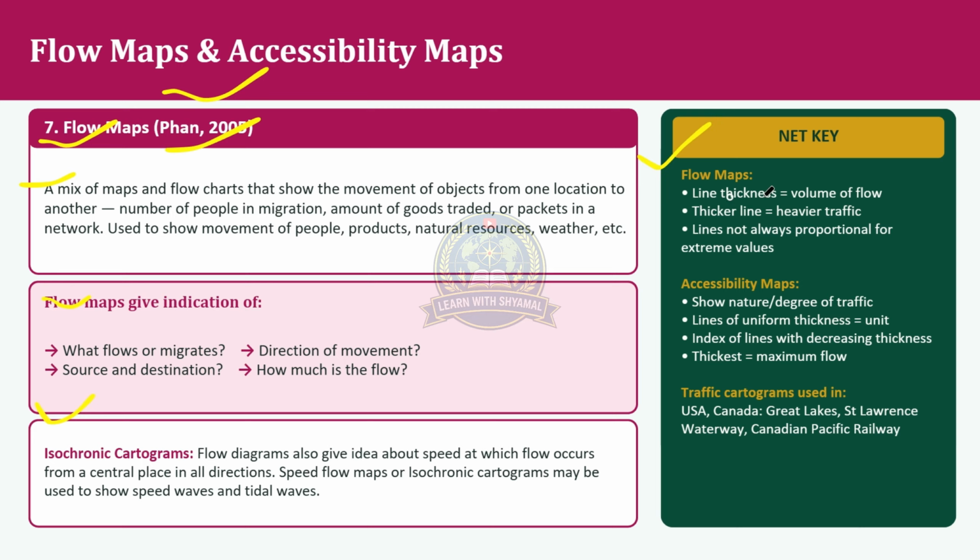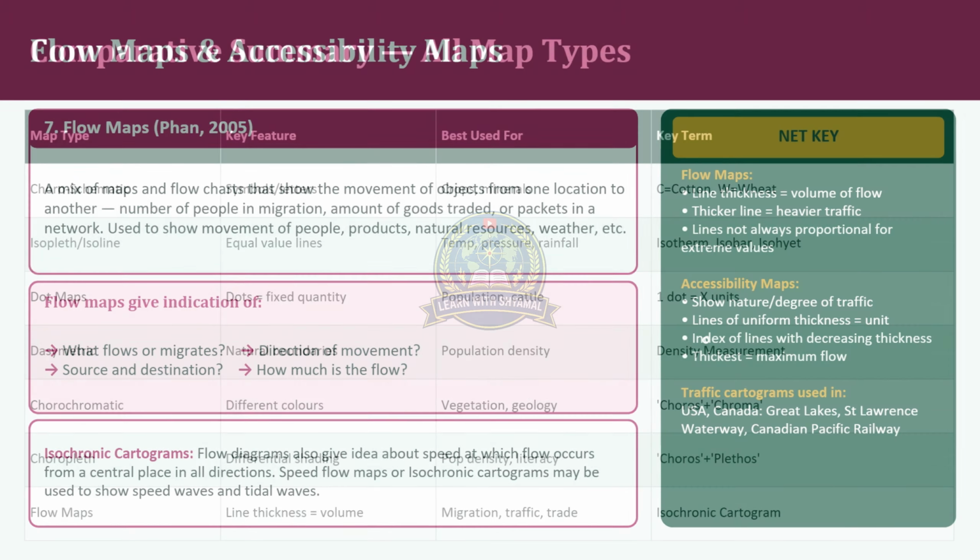Flow maps: line thickness shows the volume of flow. A thicker line means heavier traffic. Lines are not always proportional for extreme values. Then accessibility maps show the nature and degree of traffic, with lines of uniform thickness as a unit, and an index of lines with decreasing thickness, the thickest showing maximum flow. Traffic cartograms are used in USA, Canada, the Great Lakes, St. Lawrence Waterways, and Canadian Pacific Railway.